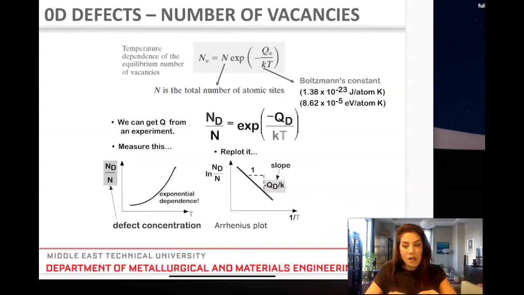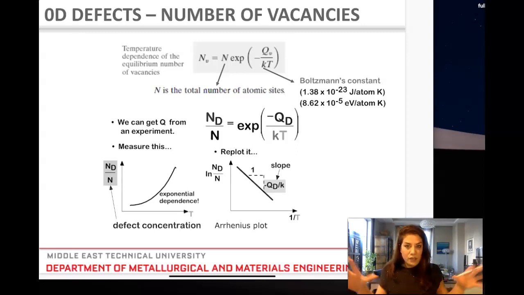Let's calculate how many vacancies I can create based on the temperature. It turns out the number of vacancies that you can create in a bulk material is exponentially related to the temperature. That exponential relation is the Arrhenius law. The Q value, which is the energy required to activate the vacancies, can be measured from experimentation.